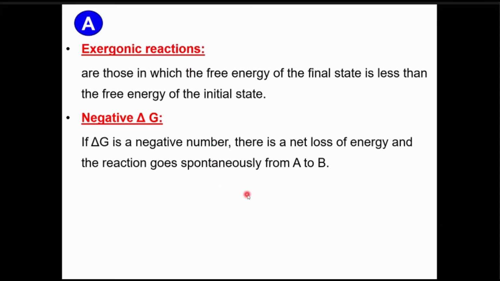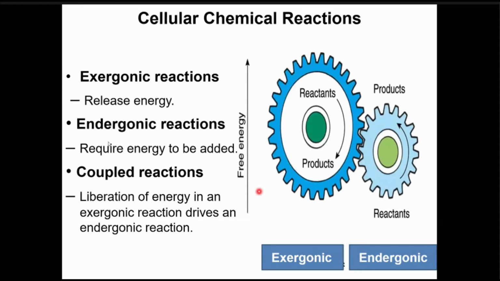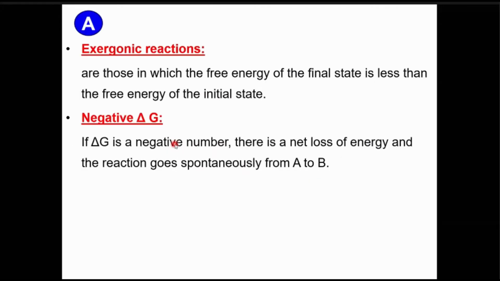If we go to the negative, the endergonic reaction is completely the opposite. So if you know the exergonic reaction, which has 4 bullet points, 4 characteristics, you will get the endergonic automatically. So the exergonic and endergonic are opposite to each other.